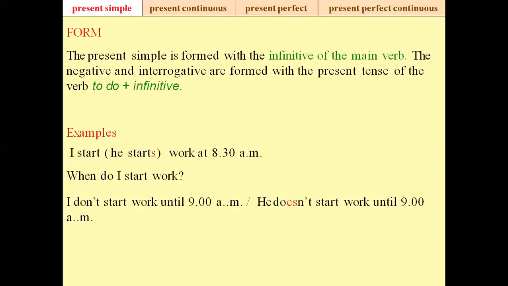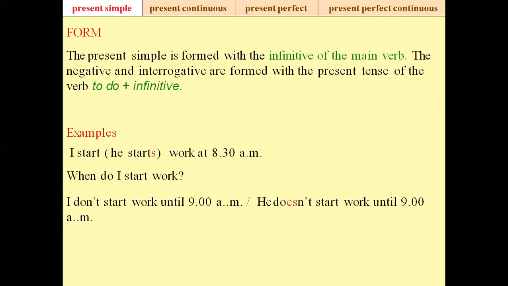Here is the form of the simple present tense. I have given the definition of the simple present tense, where it can be used and how it can be used. So read it. The present simple is formed with the infinitive of the main verb. Okay, in present tense we are going to use the infinitive form of the main verb.